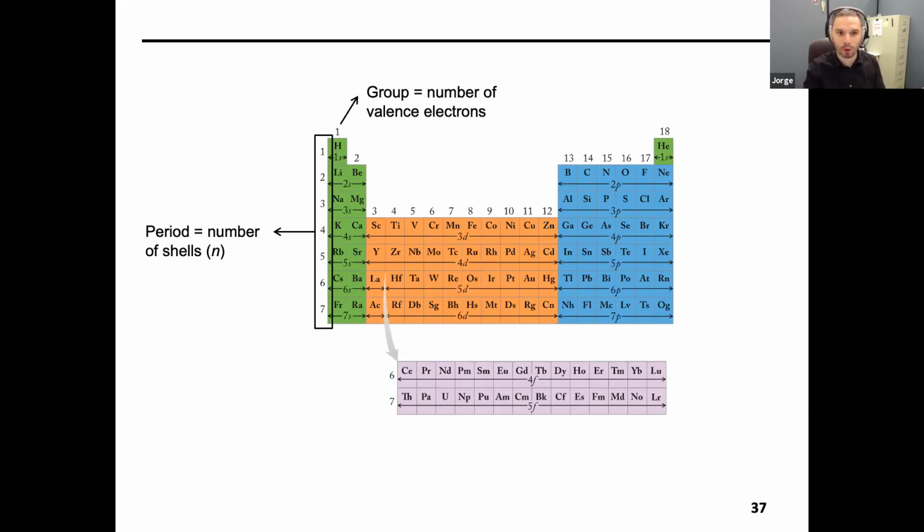So we have to count the whole shell. And the number of the rows are called period. And the number of the period is exactly the number of electronic shells, which is represented by N. For example, lithium, which belongs to the group number 1 and period number 2, will have 1 valence electron and 2 electronic shells.